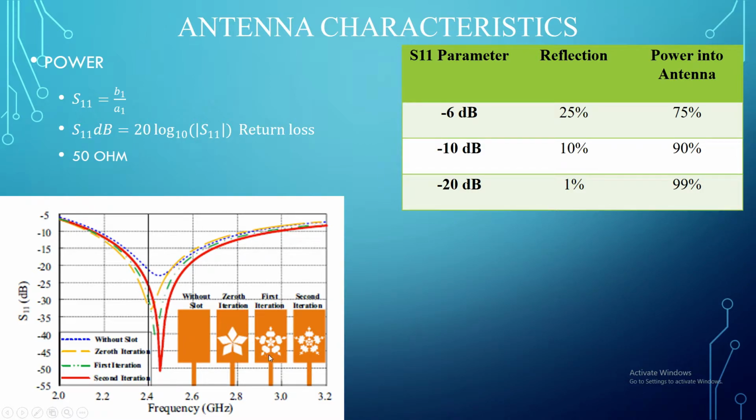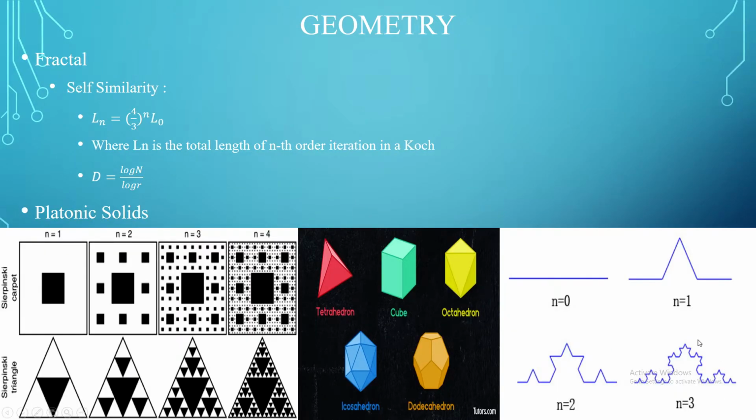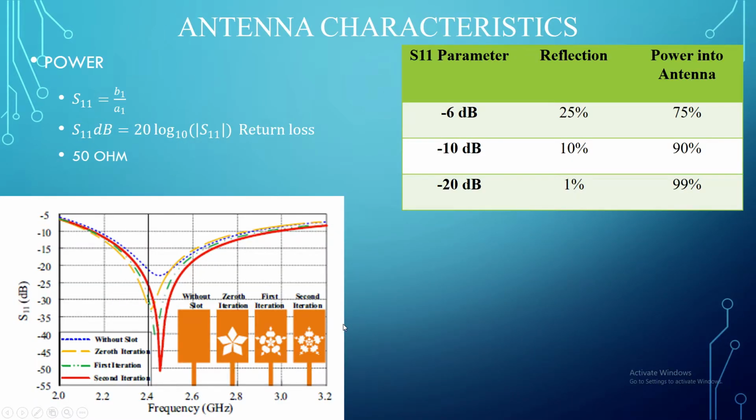There is a different frequency at different lengths, like iterations. One iteration, two iterations, three iterations. Or you can say zero iteration, one iteration, second iteration. And you can see that the frequency is set for 2.5 gigahertz. And the more iterations the antenna has, meaning the more complex its geometry is, as we talk about it here, this is one, two, and three iterations. There are up to three iterations in this antenna.